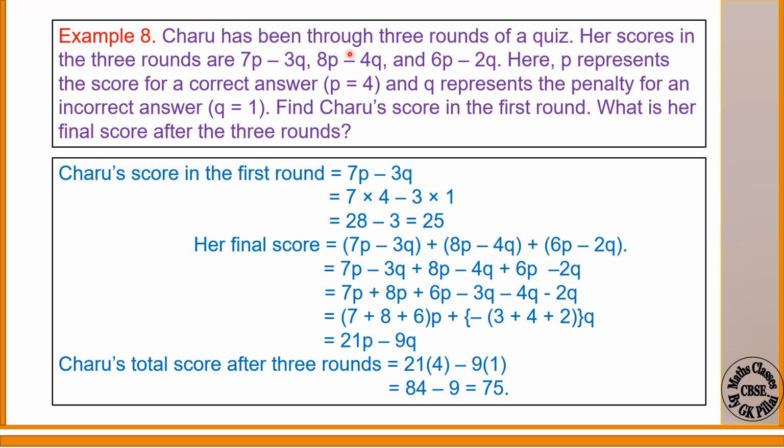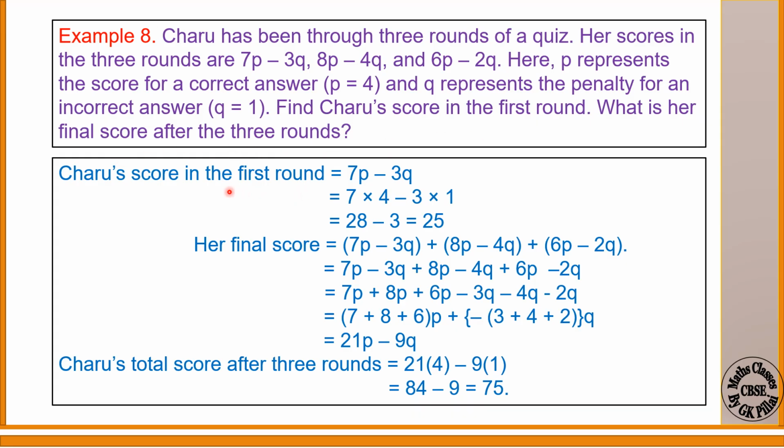Charu had been through 3 rounds of a quiz. Her scores in the 3 rounds are 7p minus 3q, 8p minus 4q, and 6p minus 2q. Here p represents the score for the correct answer, p equals 4, and q represents the penalty for an incorrect answer, q equals 1. Find Charu's score in the first round and what is her final score after the 3 rounds.